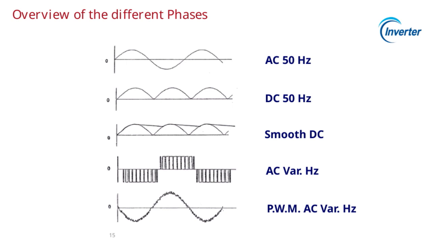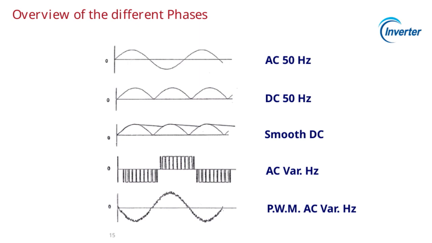We start with PWM, which stands for pulse width modulation, a technique used to control voltage and current in power electronics. The AC VAR, HZ, indicates variable frequency AC, which is essential in applications like motor speed control. Next, we see AC Vari, HZ again, emphasizing the importance of frequency variation in AC signals. Moving on, we have smooth DC, representing a steady direct current output, which is crucial for many electronic devices that require stable power.